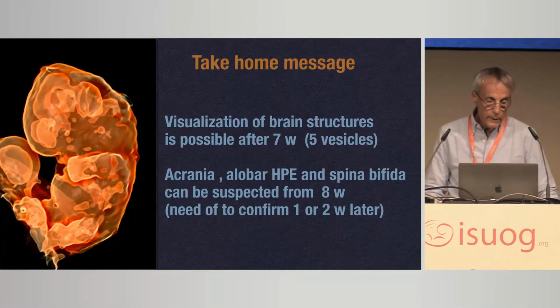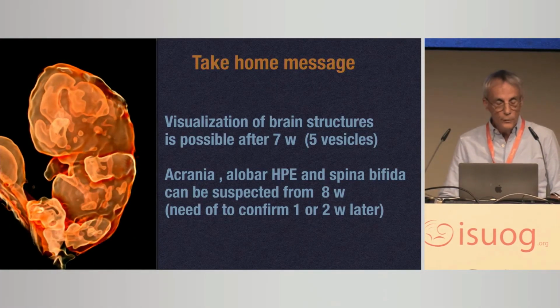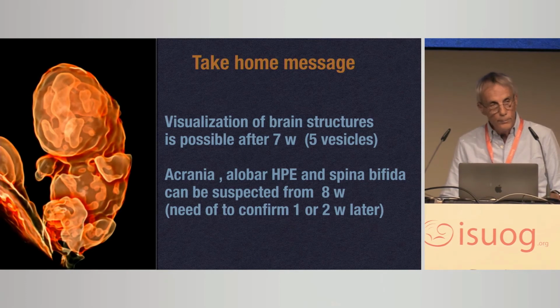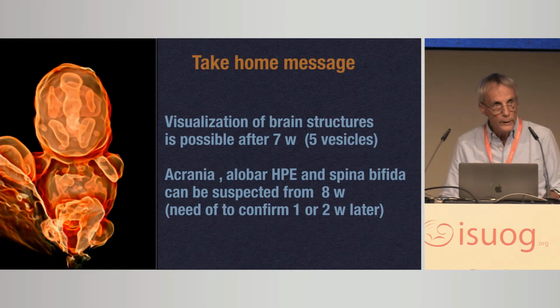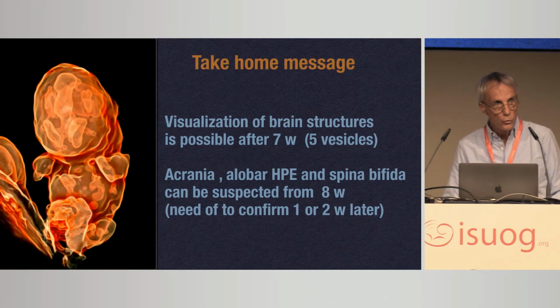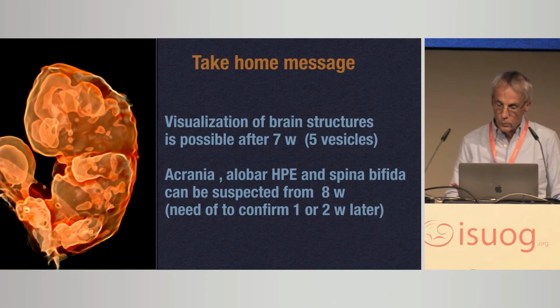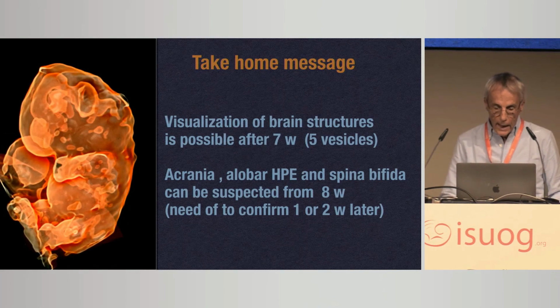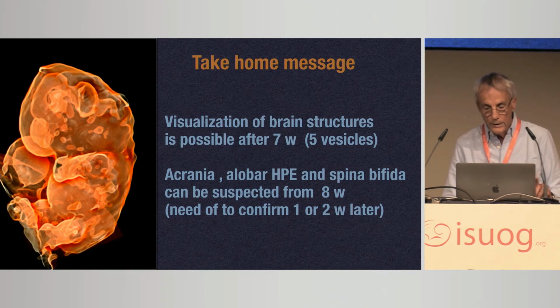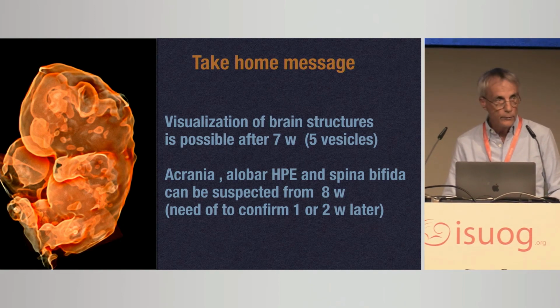So what is my take-home message? That means you can see the brain structure. It's possible, but only after 7 weeks of pregnancy and only if you use a transvaginal and high-frequency probe. That means you will see the brain at the stage of 5 vesicles. Acrania, alobar holoprosencephaly, and spina bifida can be suspected, but only suspected. And if you suspect it, you always have to confirm it 1 or 2 weeks later, and sometimes do it at 12 weeks of pregnancy. You have to be really cautious.